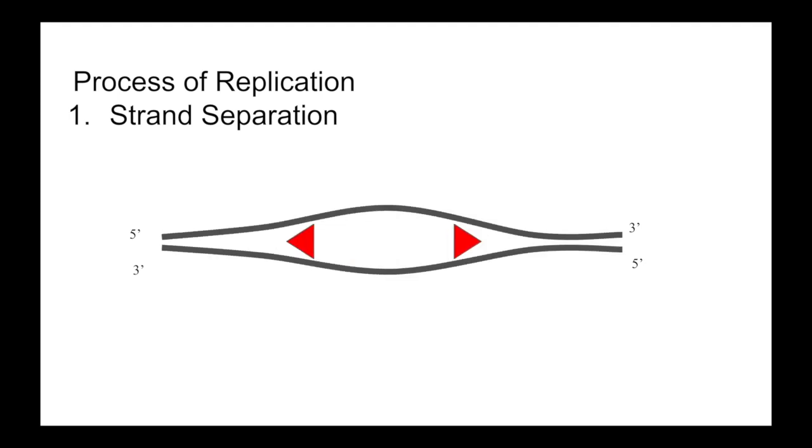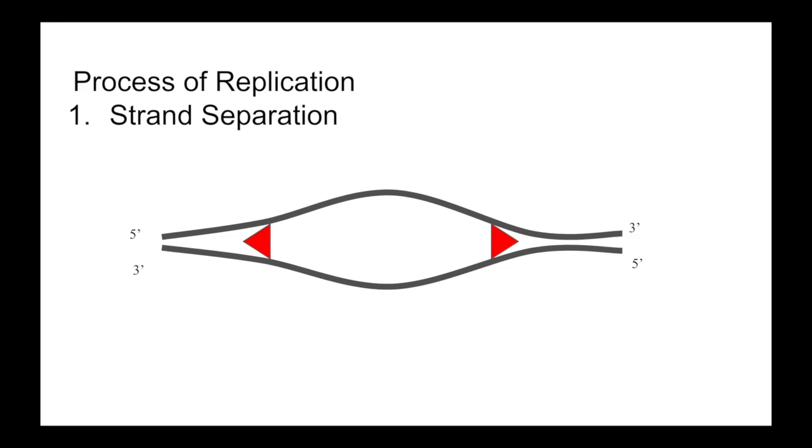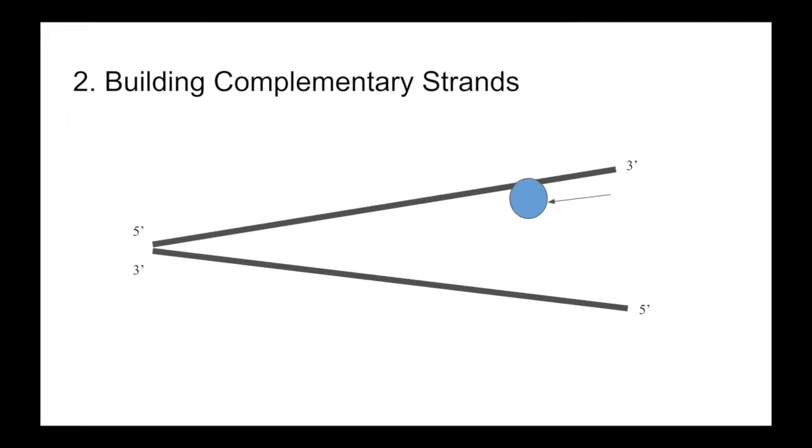Process of replication. Number 1, strand separation. What happens is the helicase, the red triangle, breaks H bonds and unwinds the double helix. Number 2, building complementary strands. DNA polymerase, the blue circle, adds complementary nucleotides to the strands.